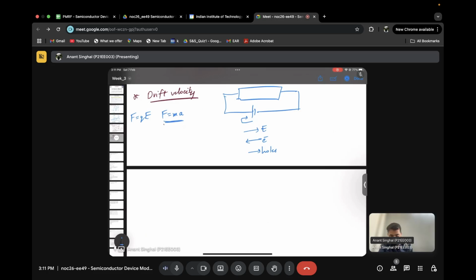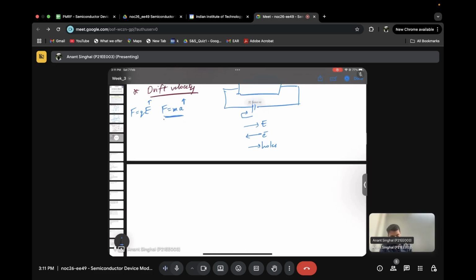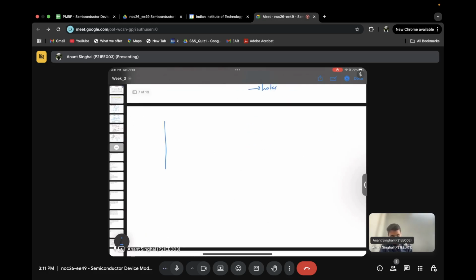So as we are applying the electric field, ideally, what do we have? We should have more acceleration of the electrons, right? But this case is only applicable when we have a vacuum. So for example, let's say we have a structure something like this. Let's say this is silicon and we have a lot of silicon atoms in it, right?